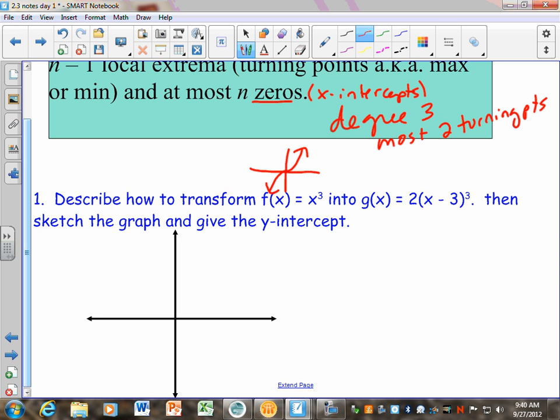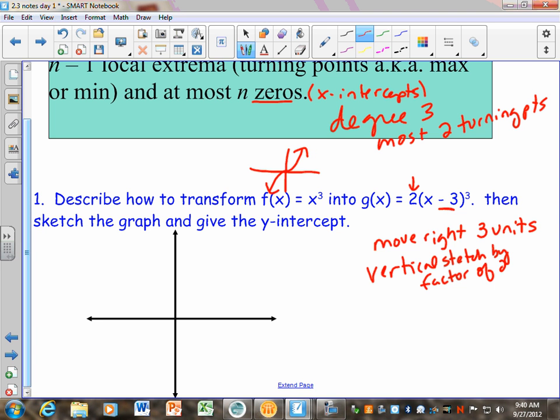What's happening over here? It says describe how to transform. So they want words here. What does this minus 3 on the inside say I'm doing? Well, I'm going to move right 3 units. And the only other thing happening here is that 2 multiplied in the front. What does a 2 multiplied in front mean that's happening? Yeah, it's going to be, and actually I could even say it's going to be a vertical stretch. By a factor of 2, which means it's going to be twice as stretched out than the normal graph.